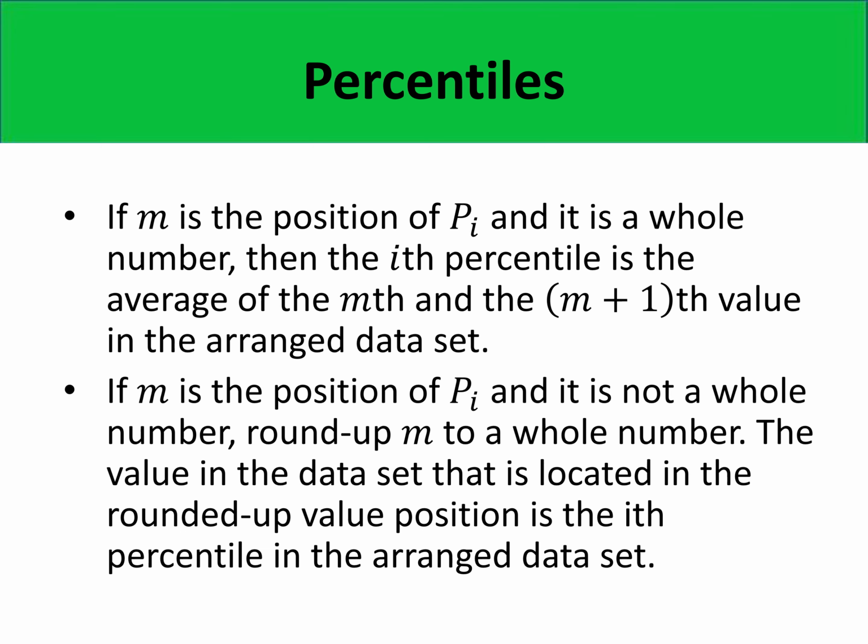On the other hand, if the position is a decimal number, round this up to the nearest whole number. For example, if the position is 6.3, then we round this up to 7. Then, the value in the 7th position in the dataset is the ith percentile.